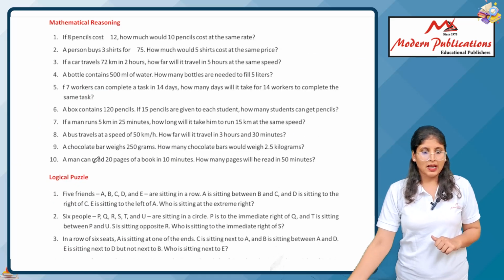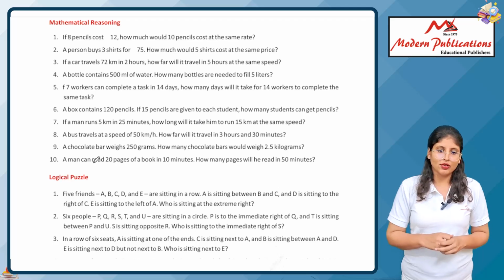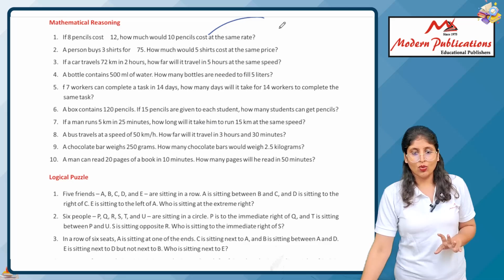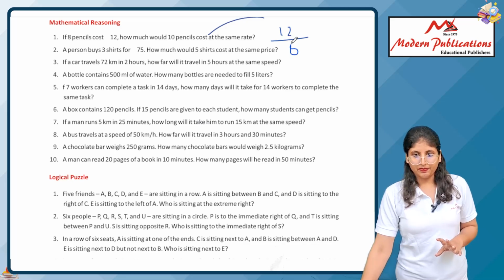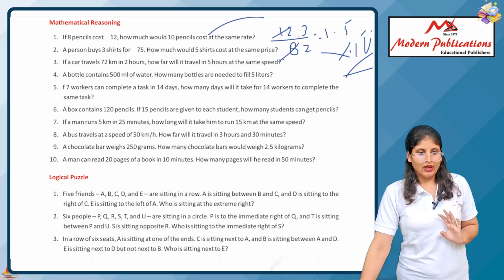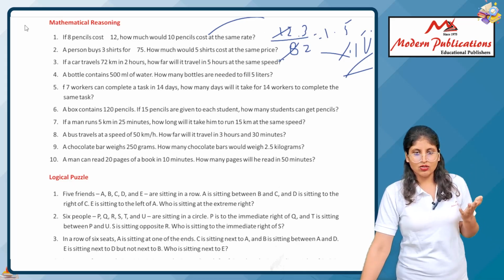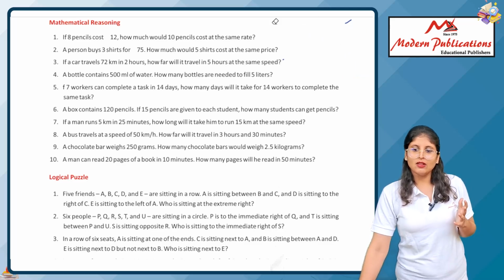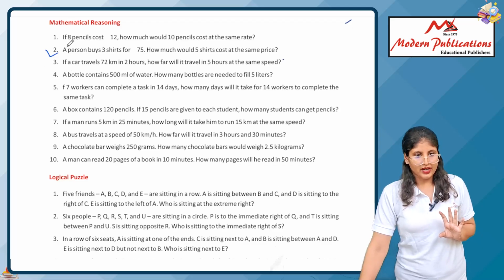Next, the mathematical reasoning we discussed above also. If 8 pencils cost 12, first find the cost of 1 pencil. 12 divided by 8 is 1.5. Then multiply by 10 and you can find the cost of 10 pencils. The other questions above are similar. Find the cost of 1 pencil, then you can get the cost of 3 pencils, 4 pencils, any number of pencils. The same question is there.